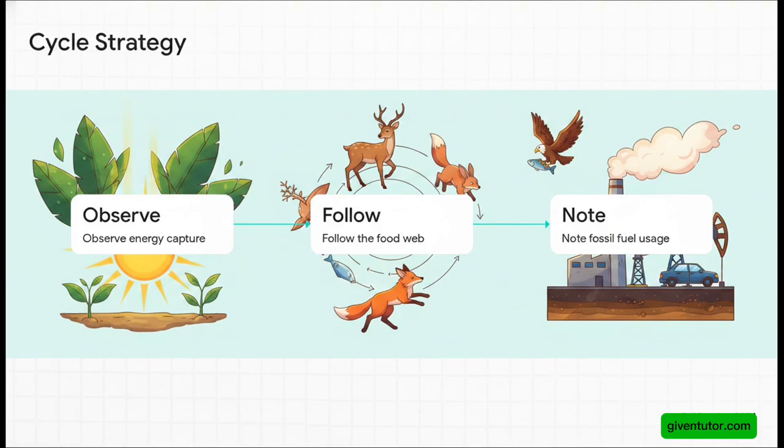To decode a carbon cycle infographic, just walk through these steps. First up, spot the energy capture. Where exactly is photosynthesis happening? Second, follow the food web. Ask yourself, who is eating whom and how is that energy passing along the chain? And third, look for fossil fuels and human activity. Spotting where carbon is stored underground or released into the air by factories is basically your cheat code for getting these questions right every single time.